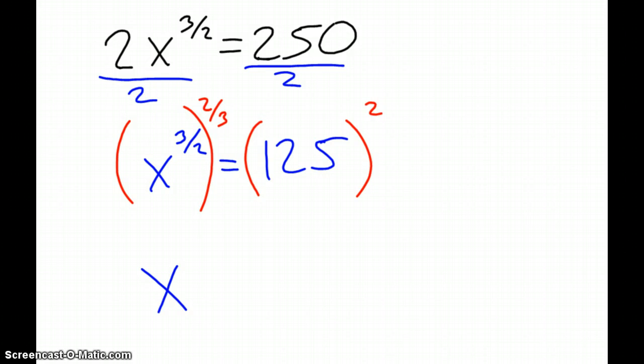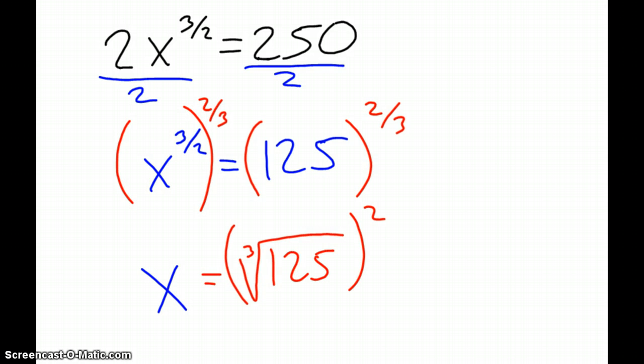And whatever I do to one side, I must do to the other. So if I take the left side to the 2/3 power, I must also take the right side to the 2/3 power. So to get to my solution, I use my rules from yesterday. This is the cubed root of 125 squared. If I plug that into my calculator, I'm going to get an answer of 25. So in this case, x is 25.